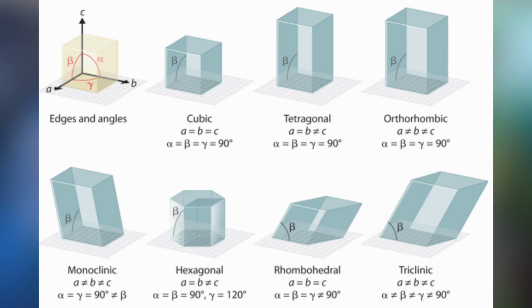The main point to get is that they're classified according to whether the side lengths are the same and whether all the internal angles are the same. So, for example, if you had a cube, all the sides are the same, all the internal angles are the same, that would be an isometric crystal structure. Triclinic is the opposite extreme, where all the side lengths are different and all the internal angles are different.